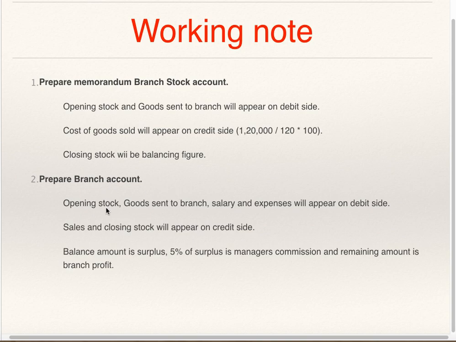Prepare branch account. In branch account, opening stock, goods sent to branch, salary and expenses will appear on the debit side. Sales, which is 1,20,000, and closing stock, which you will find out as a balancing figure, will appear on the credit side. Now credit minus debit will be the surplus. 5% of that surplus, write it to the branch account as manager's commission 5%, and the remaining amount will be transferred to general profit and loss account as branch profit. I want you to do this.